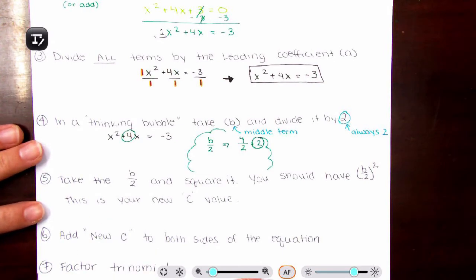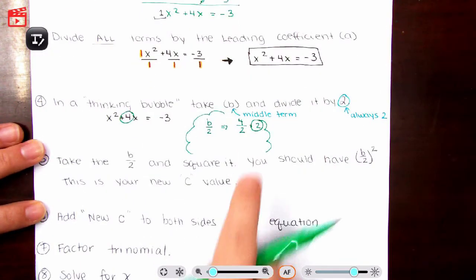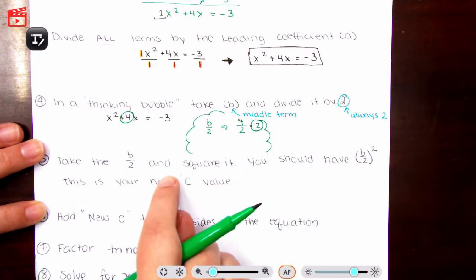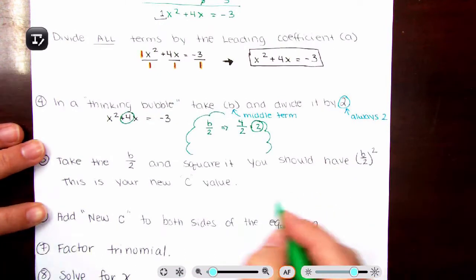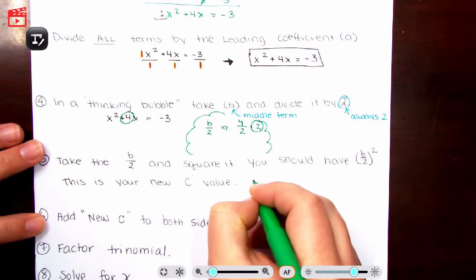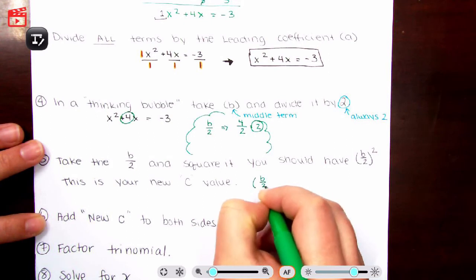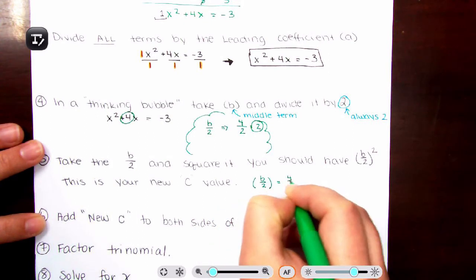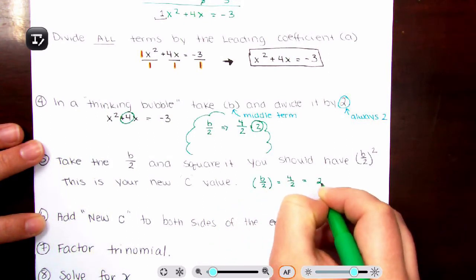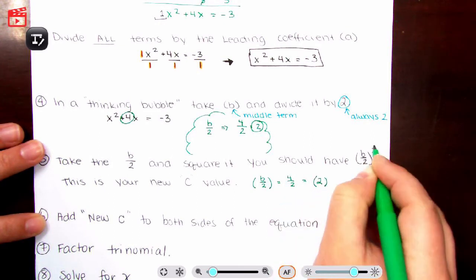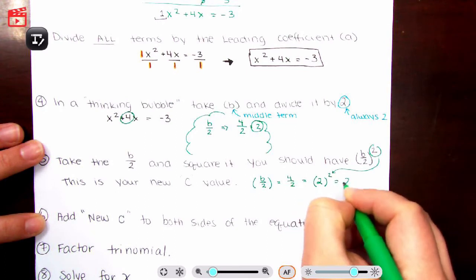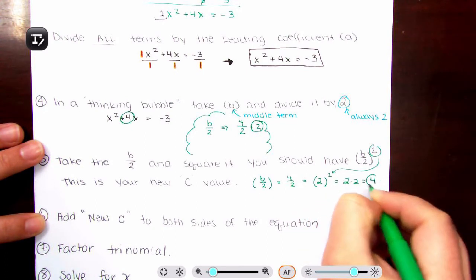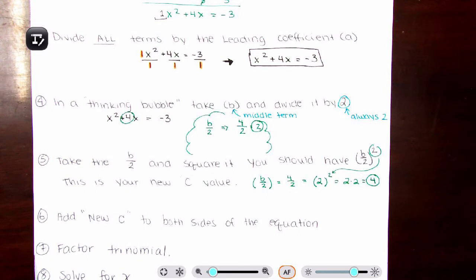Step number 5, take the b divided by 2, in this case our answer was 2, and square it. You should have b divided by 2 squared. So this is your c value. Step number 4 told us b divided by 2, which was 4 divided by 2, which was 2, and I'm going to take that number now and square it. So 2 times 2 is 4. Now I'm not saying multiply 2 twice. I'm saying 2 times 2.